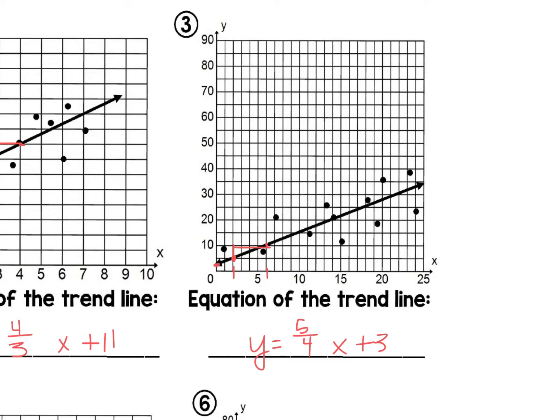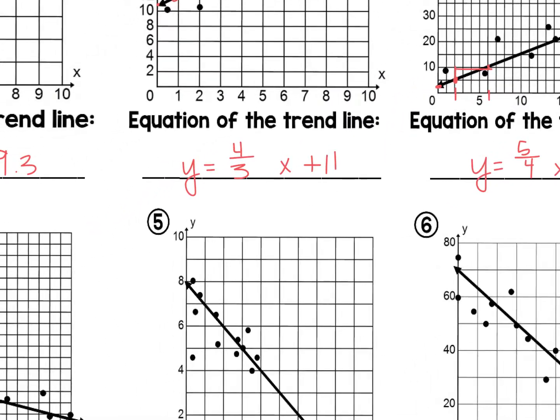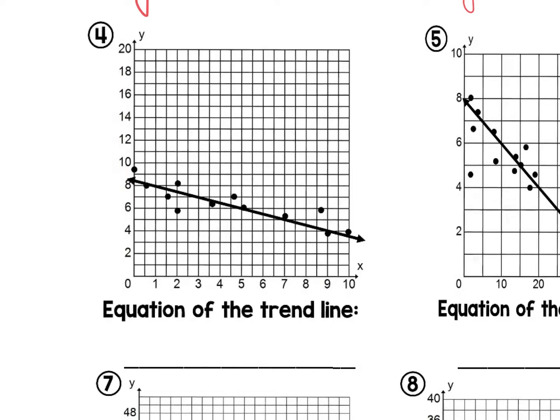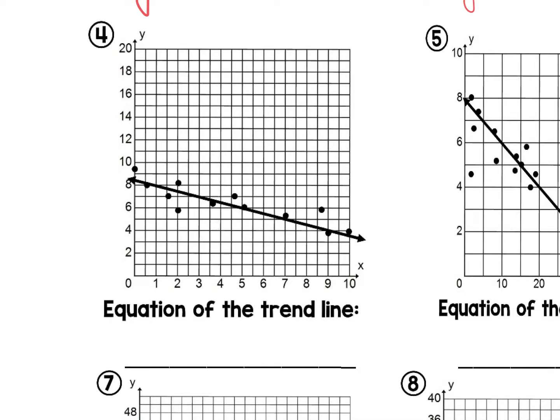Okay, let's look at number 4. On number 4, looks like our y-intercept is a little bit more than 8, maybe like 8.5, so y equals, and positive 8.5 here at the end. And then we're going to have a negative slope. This is a really good point, and maybe this one. So that's like down 1 and right, looks like 2. So -1/2.